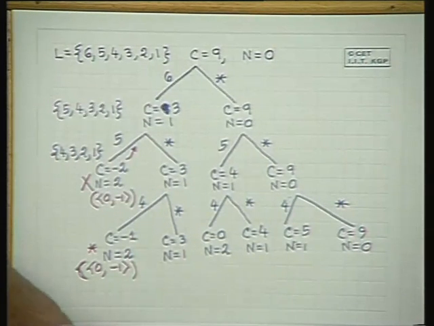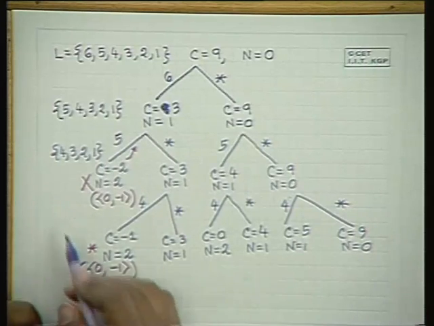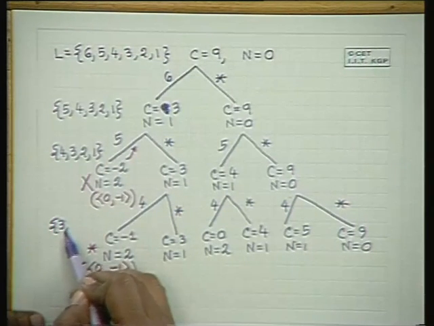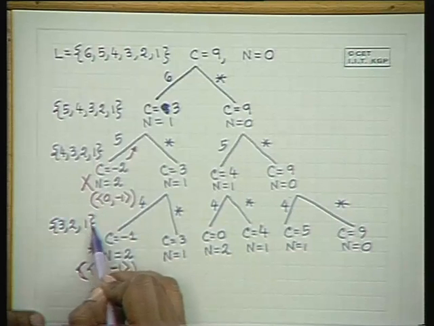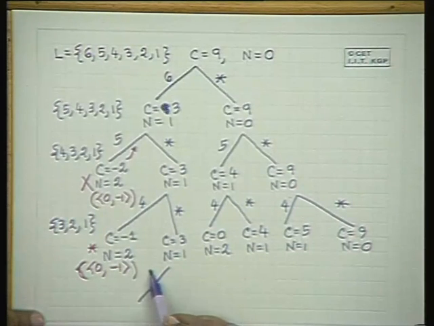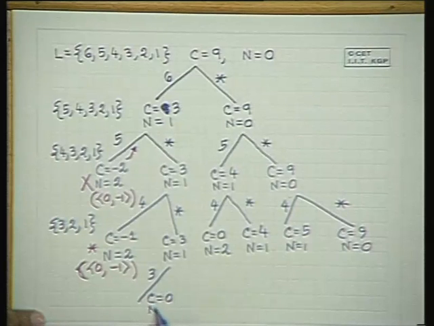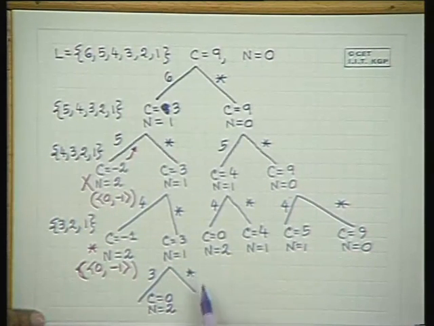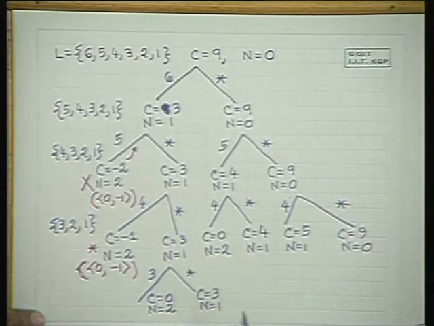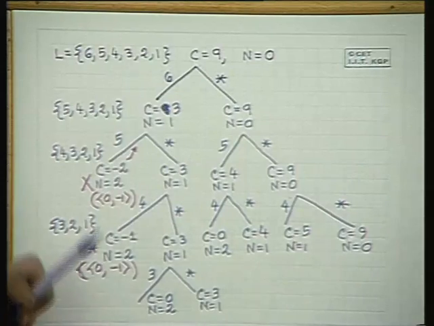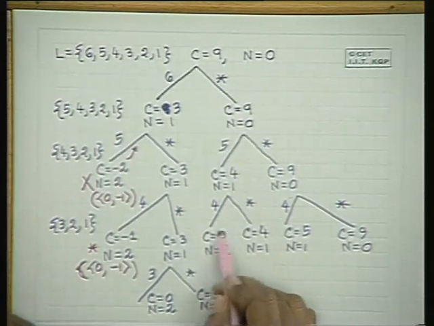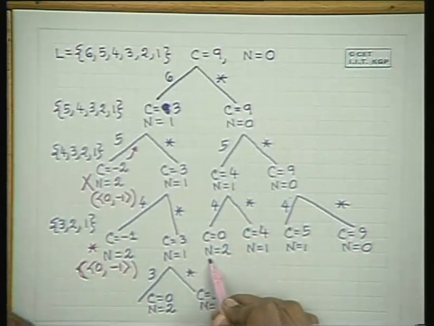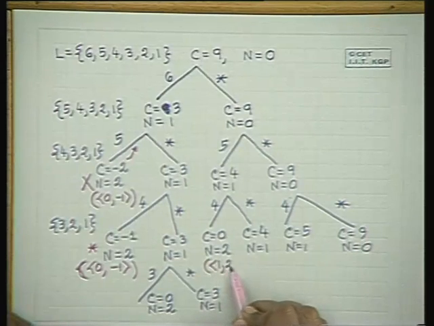This one continues, and L here is 3, 2, 1. Here you may choose 3. If you choose 3, C becomes 0 and N becomes 2. If you do not choose 3, then C remains 3, N remains 1. Here you return with success because C has become 0. You return with 1, 2.